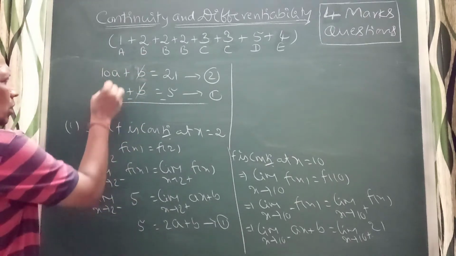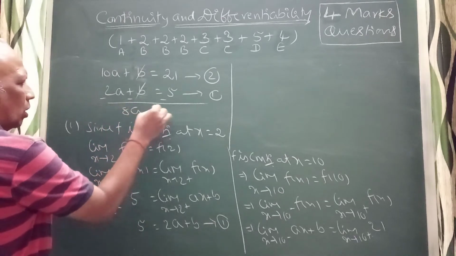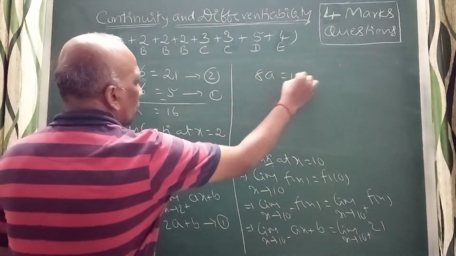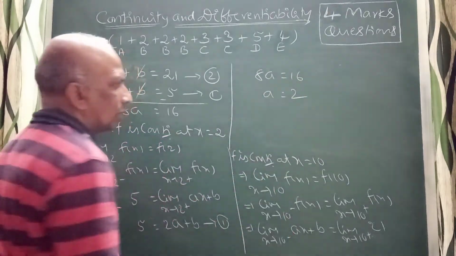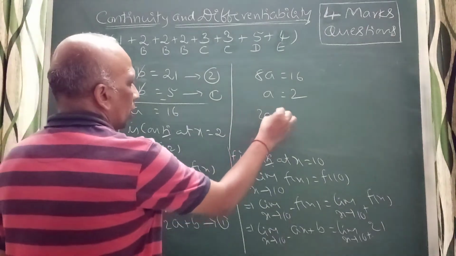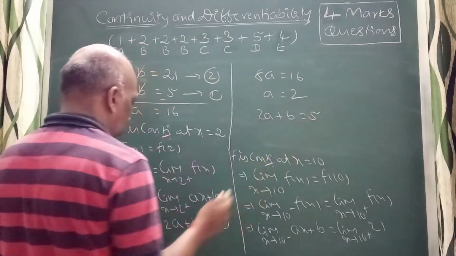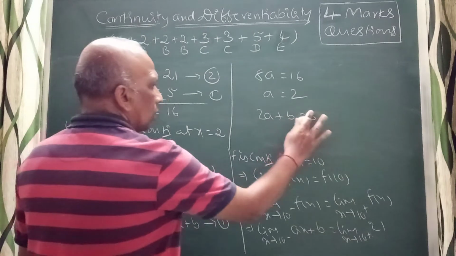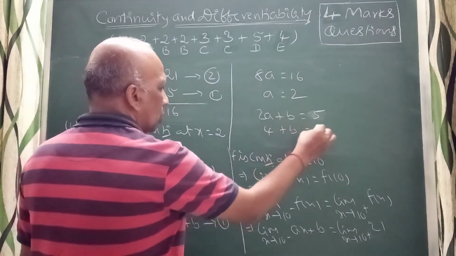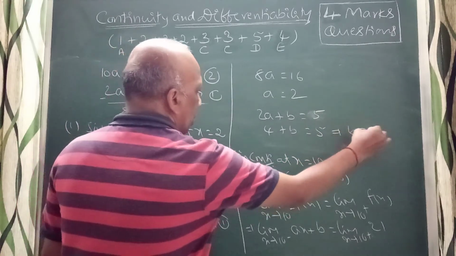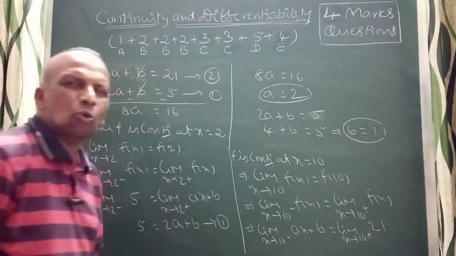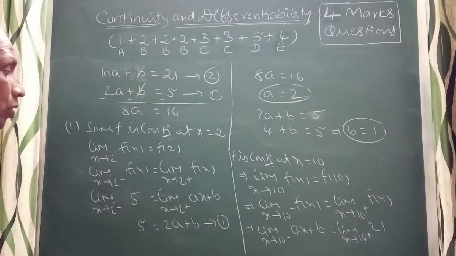Correct. Now 10a minus 2a is 8a, and 21 minus 5 is 16. 8a is equal to 16, so a is equal to 2, right? But you can take any one of the equations. 2a plus b is equal to 5 from equation 1. With a value 2, 4 plus b is equal to 5, so b is equal to 5 minus 4, which is 1. A is equal to 2, b is equal to 1. So that is the required answer, right?